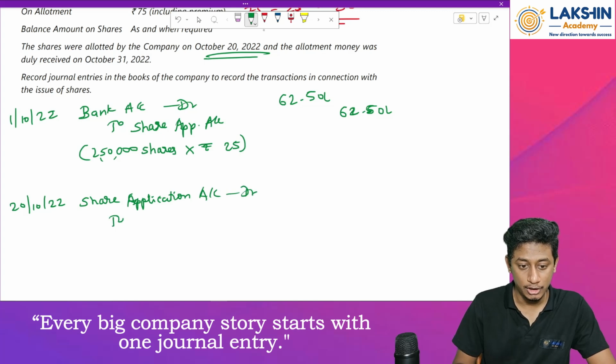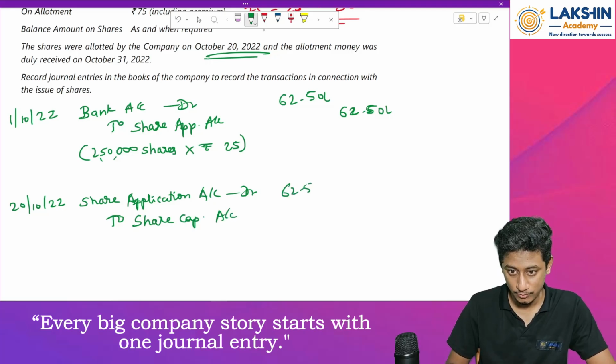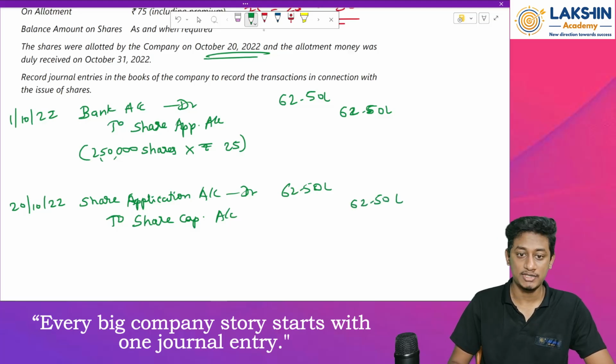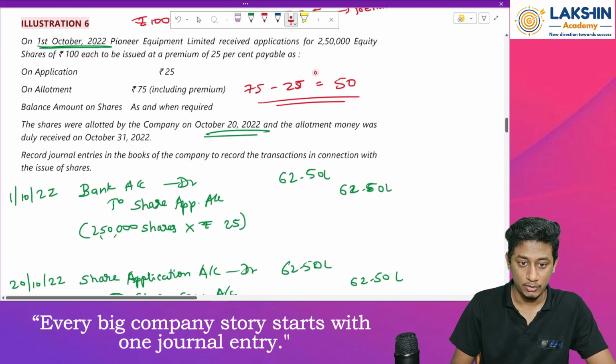Application account debited to what? To share capital account, equity share capital account. How much? Again 62.50 lakhs. Okay. Now comes the important part. Okay, look at this over here.